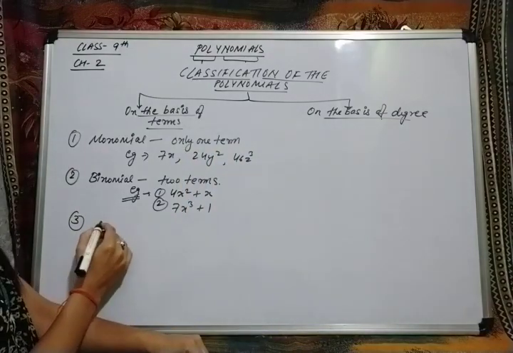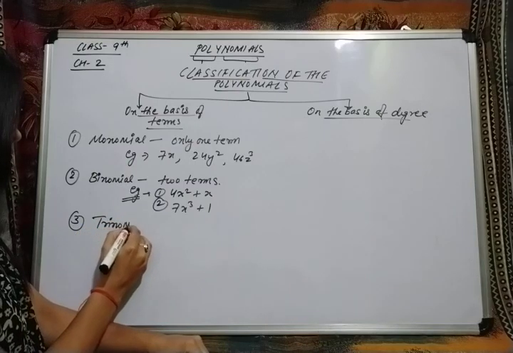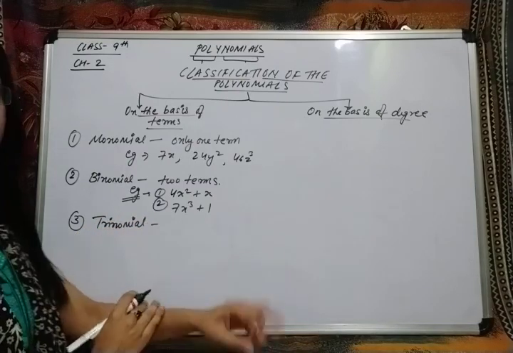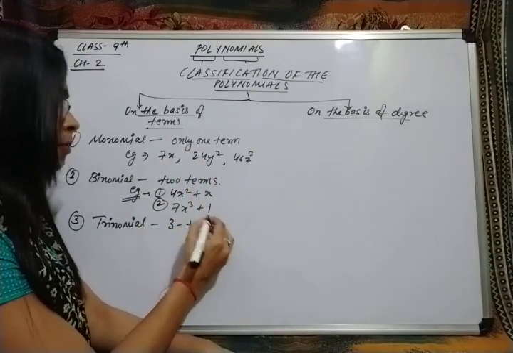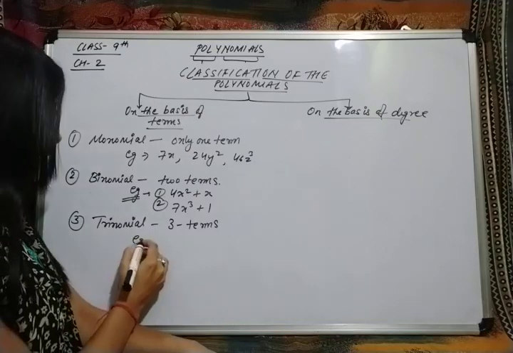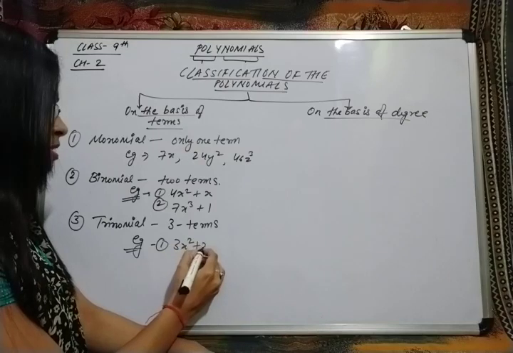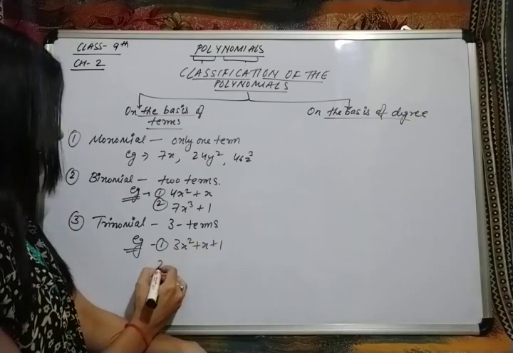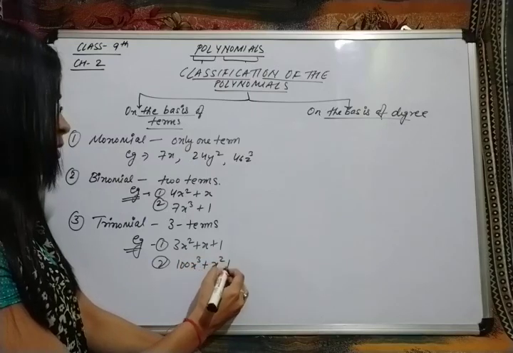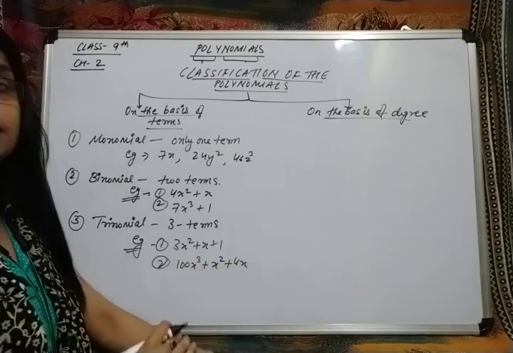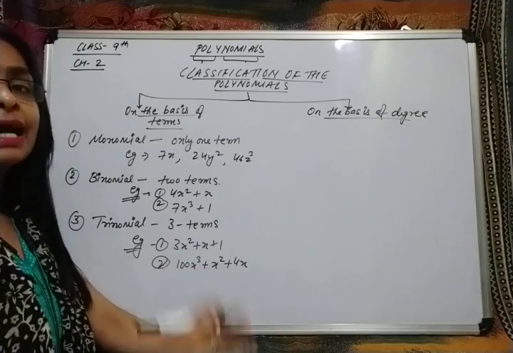Now the third one is trinomial. A trinomial is a polynomial containing 3 terms. For example, we can write 3x square plus x plus 1. Second, we can write 100x cube plus x square plus 4x. This is also a trinomial, a polynomial containing exactly 3 terms.